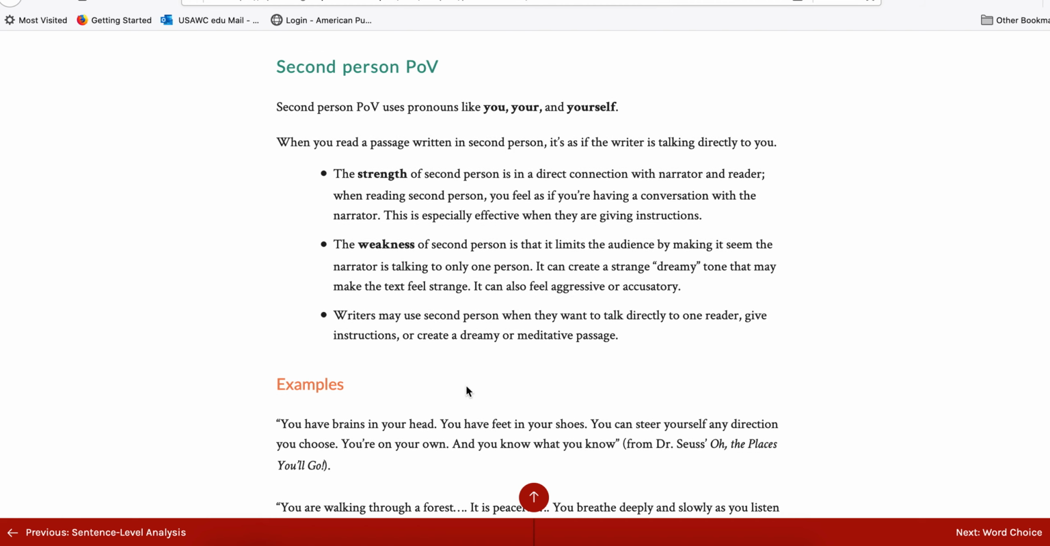Second person means that you're directly calling out to the reader. Now, it could be a strength in that you're trying to connect fully with the reader, but it also means that you're limiting your audience, as this explains. For example, let's say you're talking about obesity, right? And you say something like, you need to make sure to avoid sugar and processed foods.